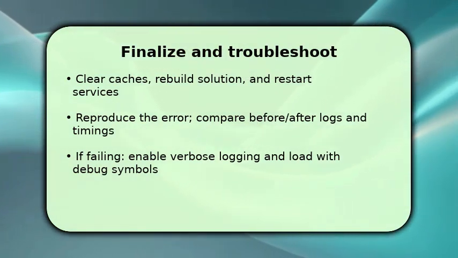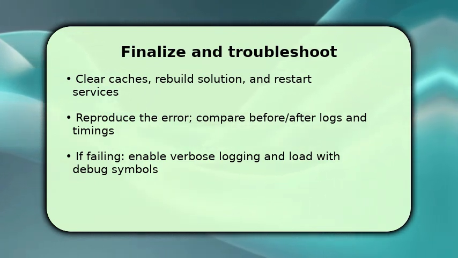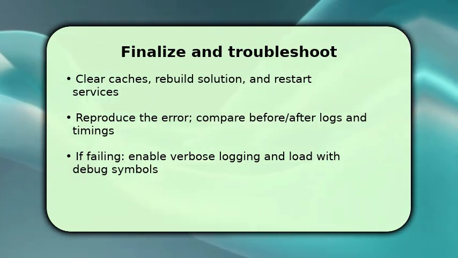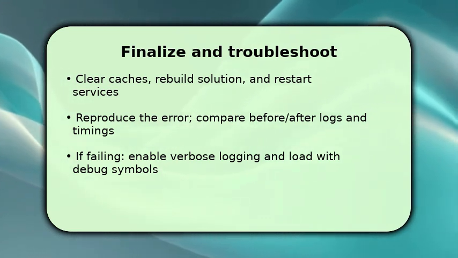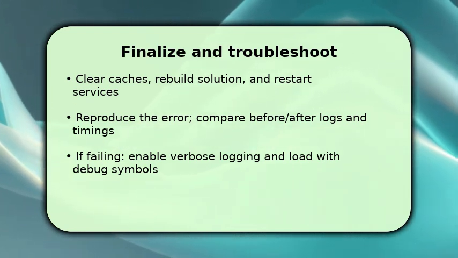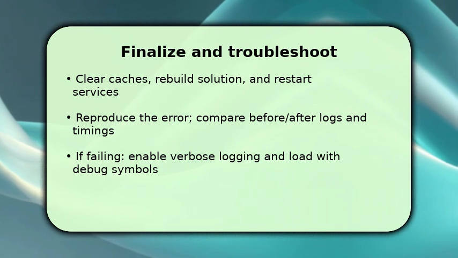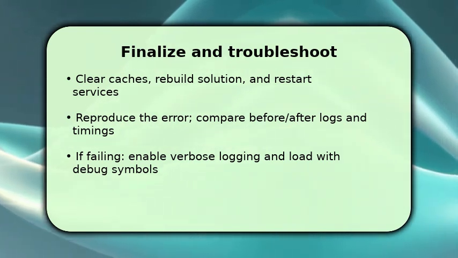Then reproduce the scenario and compare before and after logs to confirm the DLL loads correctly and timings improved. If the error persists, enable verbose loader logging and run with debug symbols to see symbol resolution and call stacks. This pinpoints mismatched exports or ABI issues. As a key tip, revert to your backup and iterate with a known good binary.